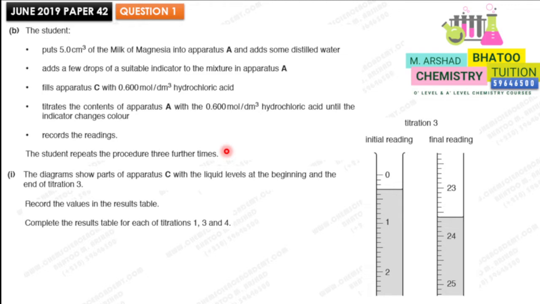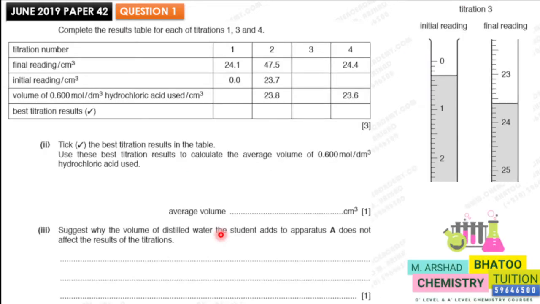titration 3. Okay, this is the beginning, the initial reading. This is at the end of the titration, the final reading. Record the values in the results table, and we have to complete the following table as well. Allez, Mangra. Titration number 1, what would be the volume? 24.1. Bien bon. Titration number 3 now, what would be the initial reading?